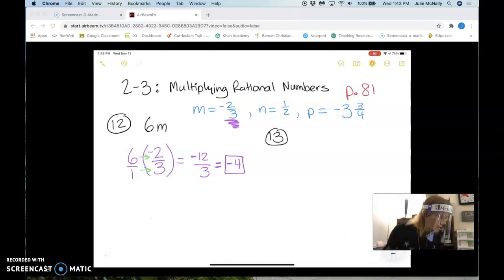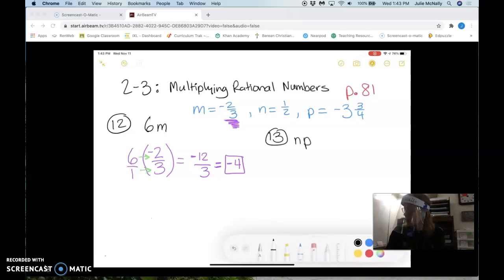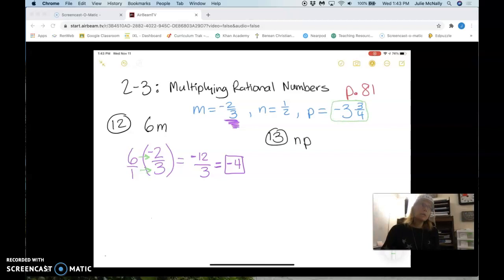So 13 says, what? I forgot. N times P. Okay, before I solve 13, I am going to take this mixed number that they gave me for P and turn it into an improper fraction, because I can't multiply it when it's a mixed number. So how do we turn it into an improper fraction?